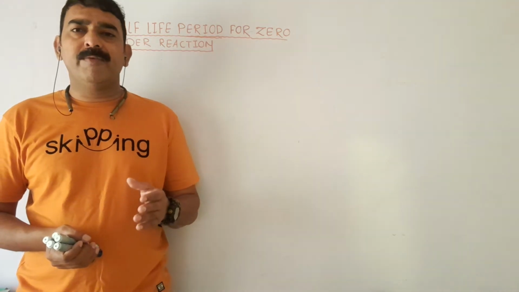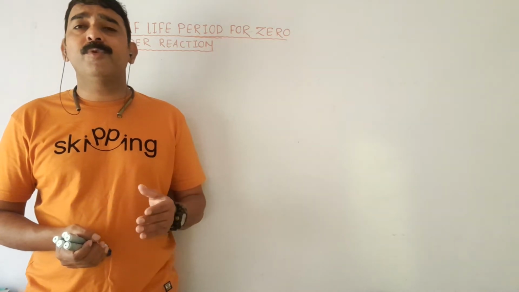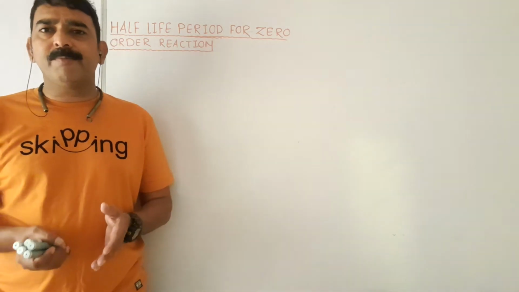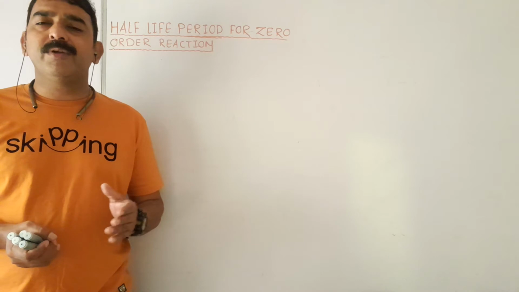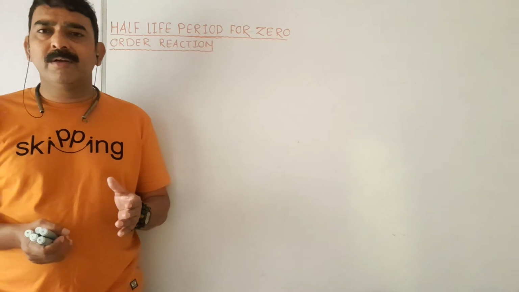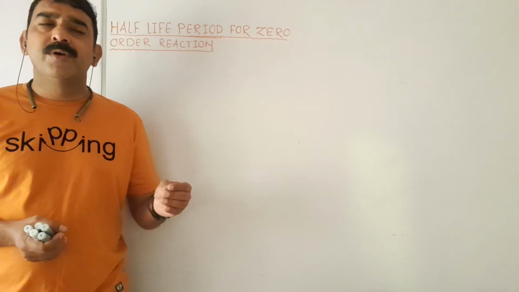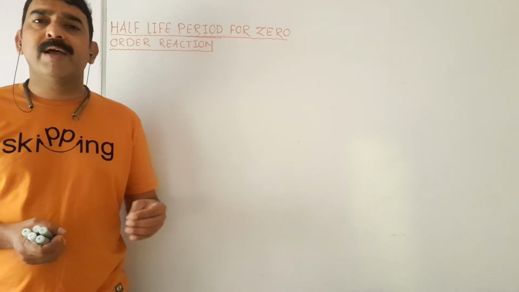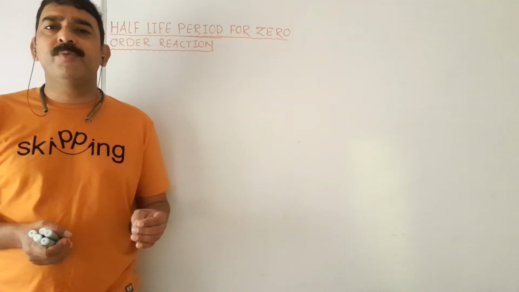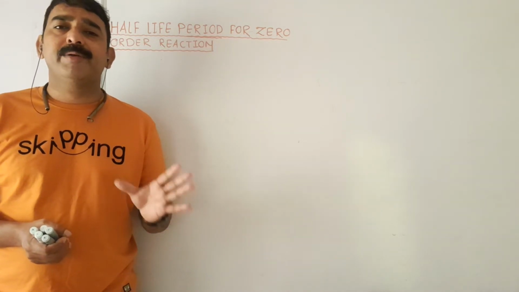For example, if we take 100 gram of substance, then the time required to decompose 50 gram is called half-life. If we take 50 gram of substance, then the time required to decompose 25 gram is the half-life period. If we consider 25 gram of substance, then the time required to decompose 12.5 gram is called the half-life period. The time required to decompose, to consume, to disintegrate half of the reactant is called the half-life period.